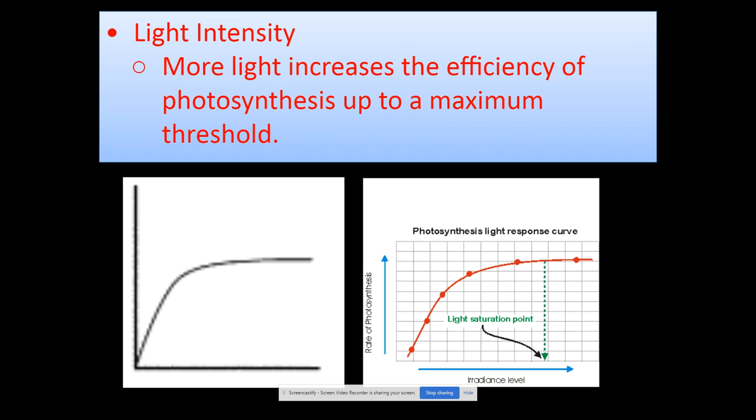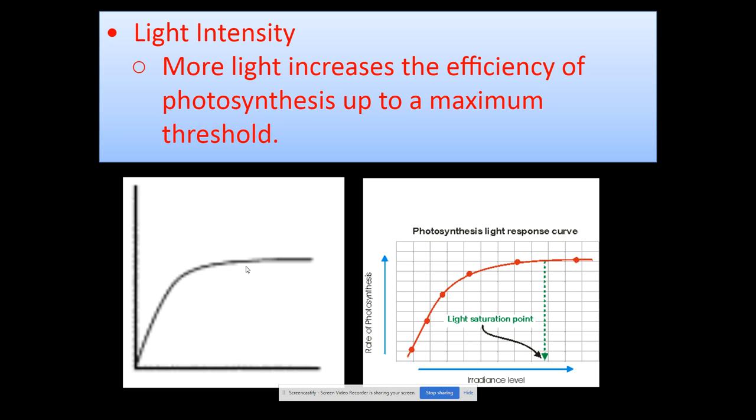Another factor that affects how well photosynthesis is going to operate is light intensity. As you increase the amount of light, this will also increase the amount of photosynthesis that is occurring, however, only up to a maximum threshold. If we take a look at this graph, the y-axis represents our rate of photosynthesis and the x-axis represents increasing light intensity. You can see that as we increase the light intensity, the rate of photosynthesis increases quite dramatically up until a certain point at which it plateaus and levels off.